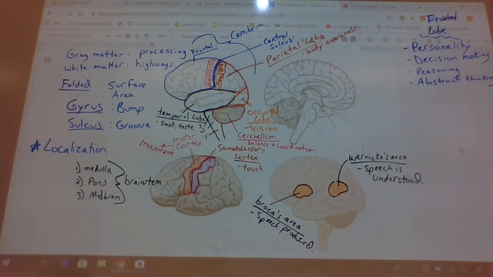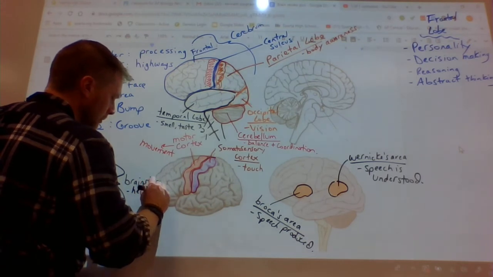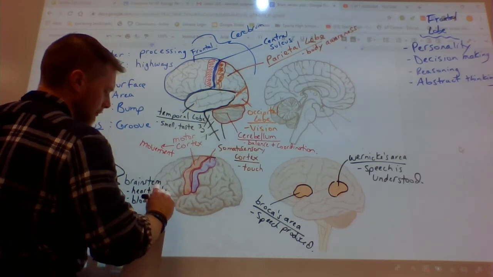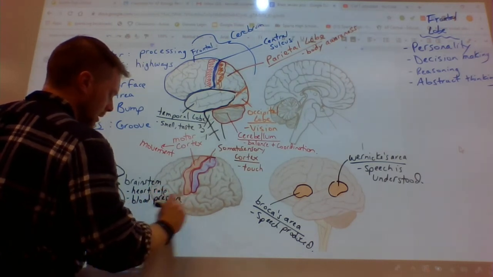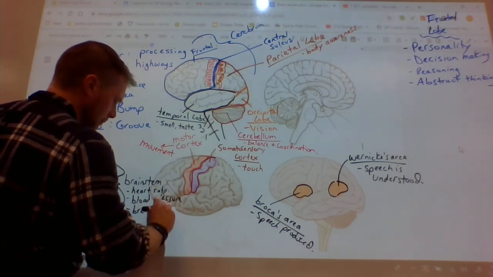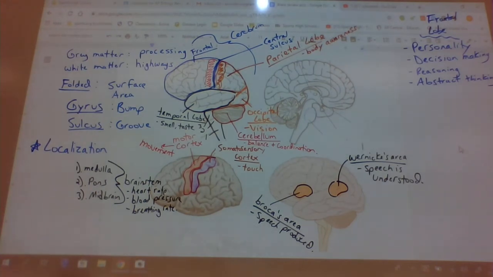And we said that your brainstem does all of your automatic functions, things that you are not in control of, things like your heart rate, things like your blood pressure, things like your breathing rate. These are all things that are taking place in your brain stem, things that you cannot exert any control over whatsoever. They're all brain stem.